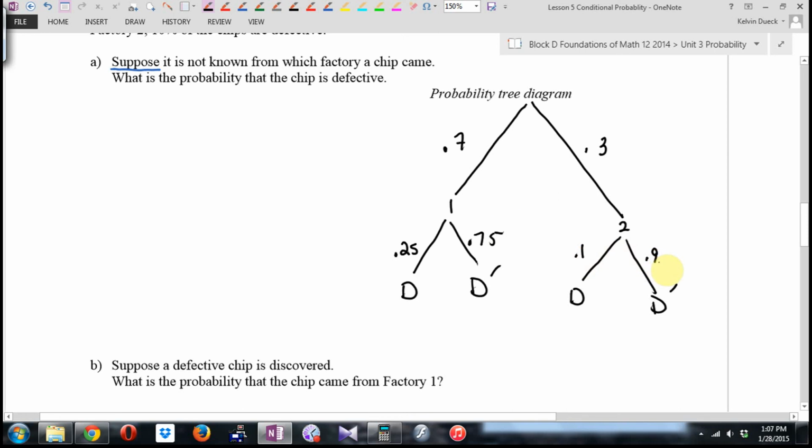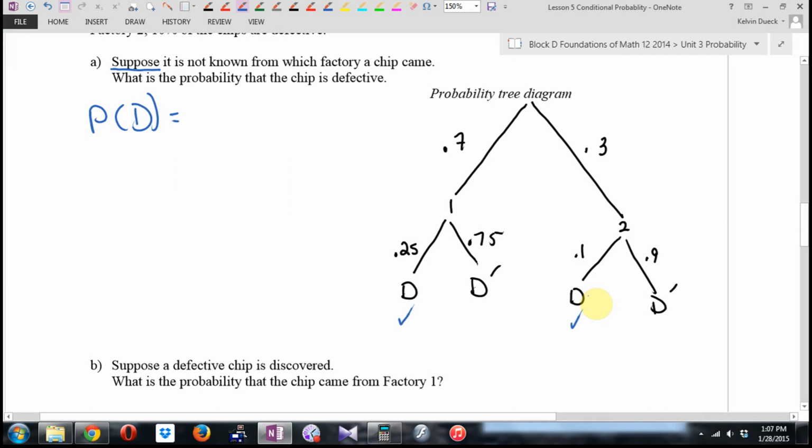What is part A asking me to find, Matt? What is the probability that a chip is defective? Is it asking me to find something from the bottom row or the top row? Bottom. So this is not a conditional probability. It wants the probability of being defective. Well, you know what? That's going to be this branch, or this one. Right? So how can I find this?